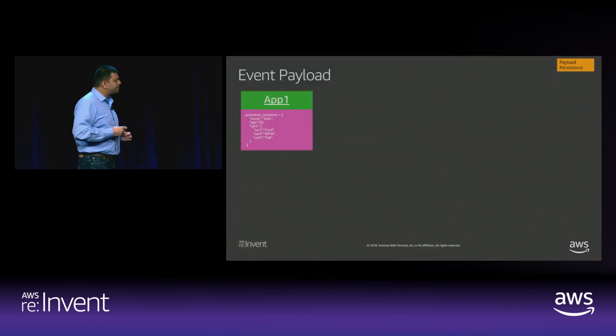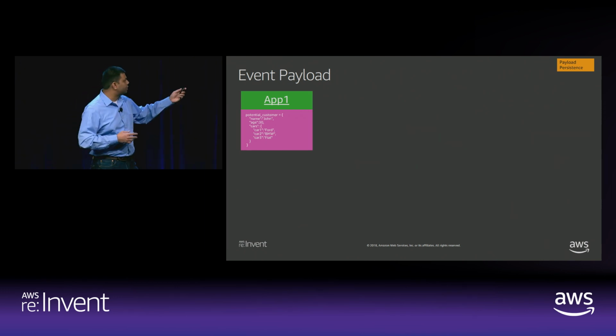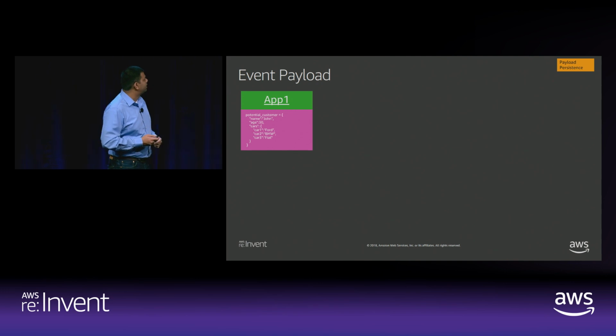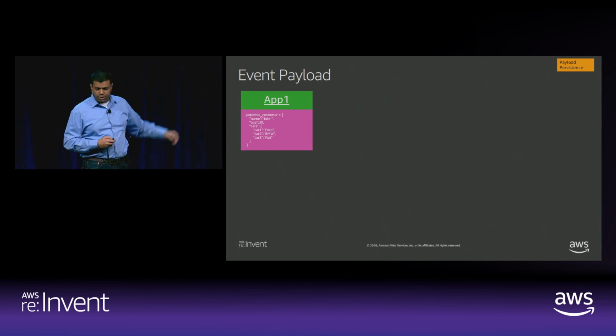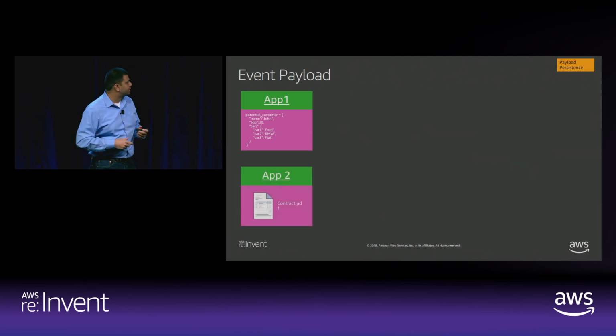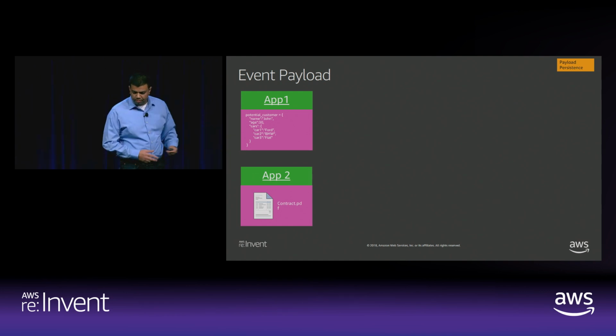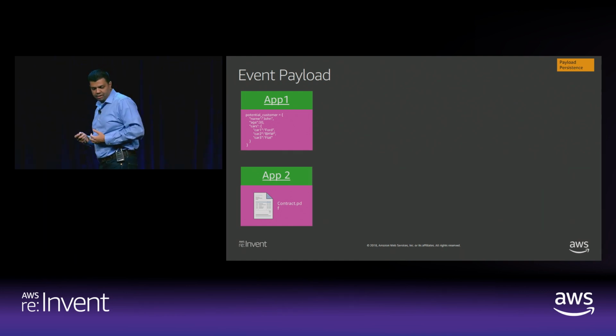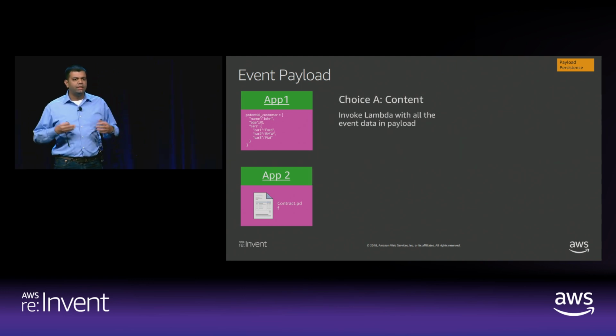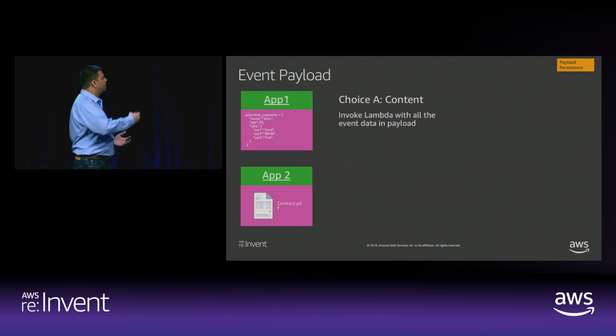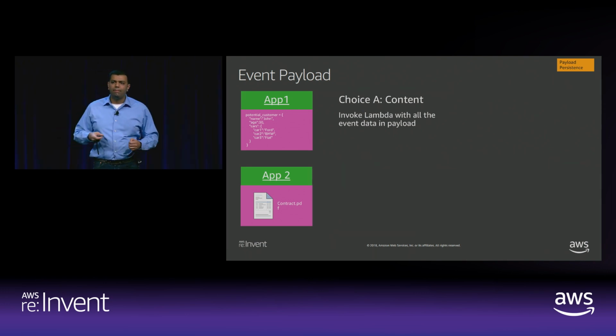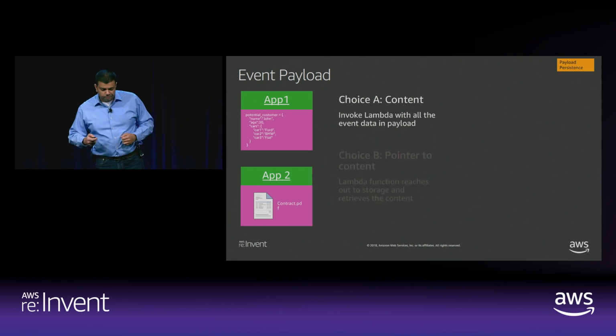So here's an example of, in the generation area, an event and an application. And this particular application generates a customer. It's a JSON object. And there's another application as an example. It generates a contract file. And so there are 2 choices in which you can generate this particular event. So the first choice is you can inline the content. So you can basically take the file, or you can take the customer up there and invoke Lambda with all of that inline as a part of the payload.